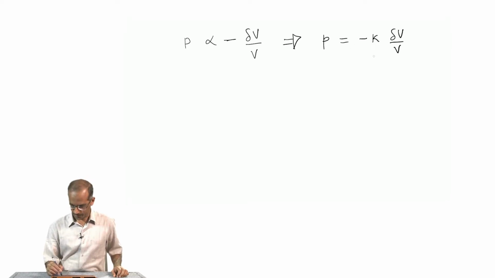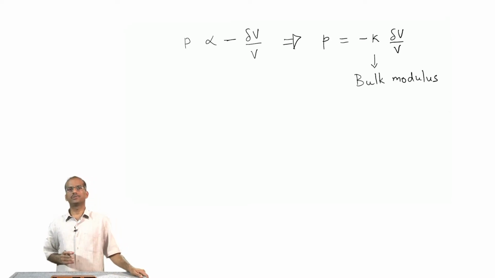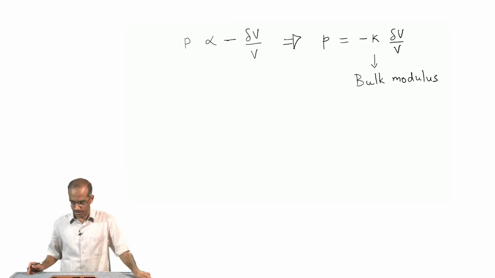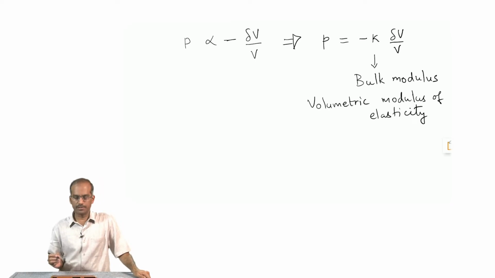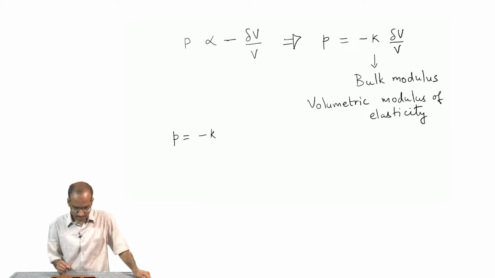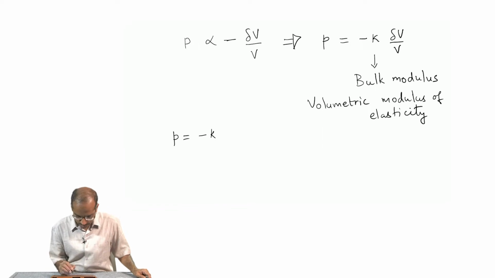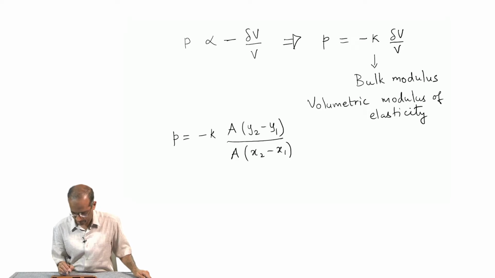This quantity k is of course a constant, it is called the bulk modulus, or in other words this is what would be called the volumetric modulus of elasticity. Now, we can estimate this P for our parcel of air, because P is simply equal to minus k times change in volume by original volume, and we know both these quantities. Change in volume is A into y2 minus y1, divided by original volume, which is A into x2 minus x1.